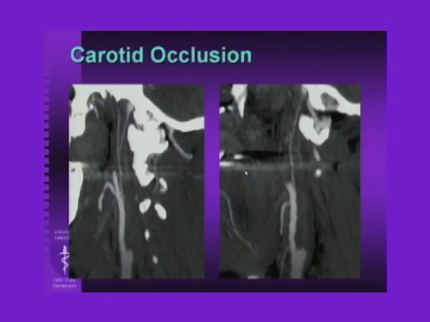Occlusion, basically the same as MRA. You want to look for distal flow if you can find it. In this case, you really can't. You kind of question whether something's going on here, but it's hard to tell.